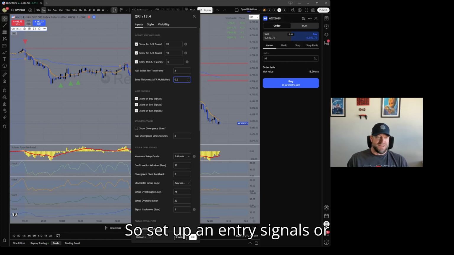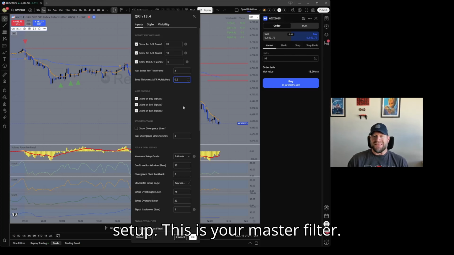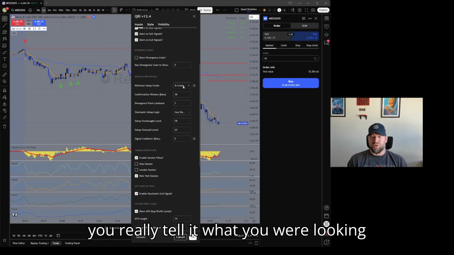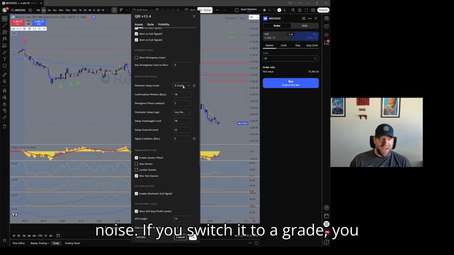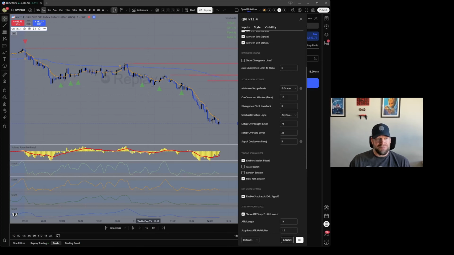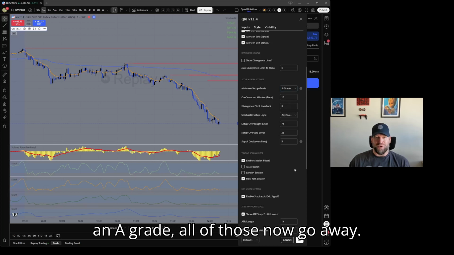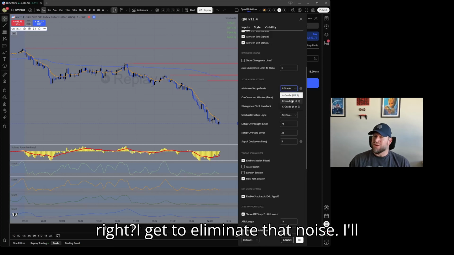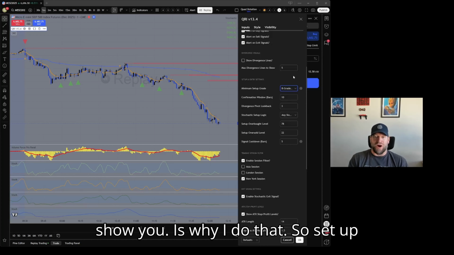So setup and entry signals, or settings, I should say. Minimum grade setup. This is your master filter, okay? This is where you really tell it what you are looking for, how you want to filter out the noise. If you switch it to A grade, you can see back here, I'll move this out of the way, I've had a few false B signals pop up here. And if I switch it over to an A grade, all of those now go away. I'm only looking for A grade setups now, right? I get to eliminate that noise. I'll leave it on B grade for now and just show you guys why I do that.